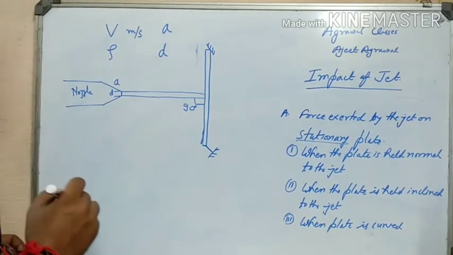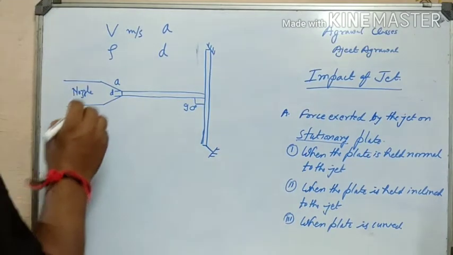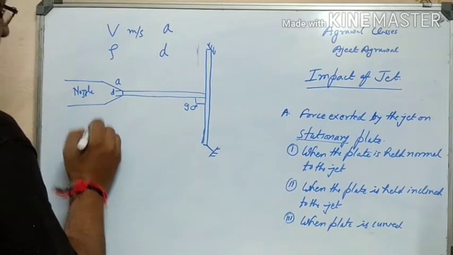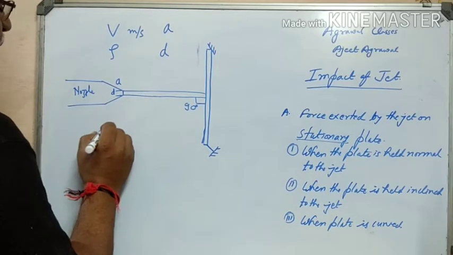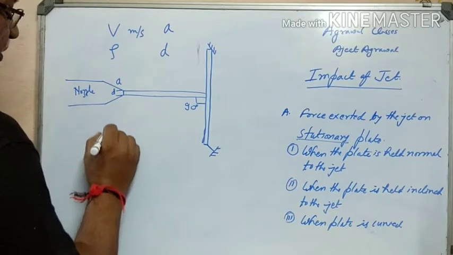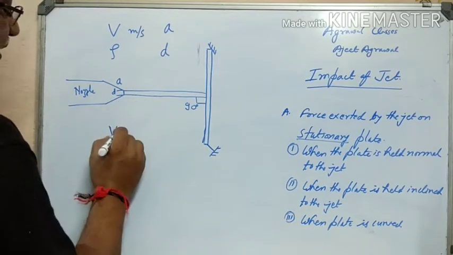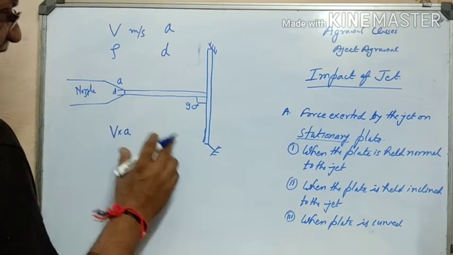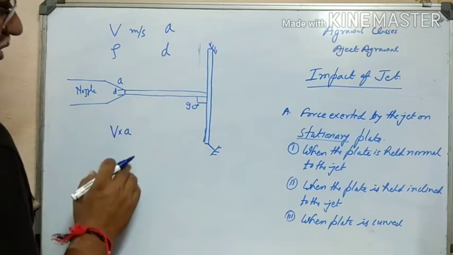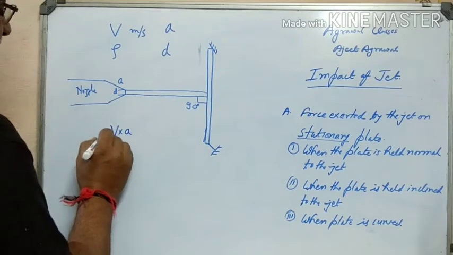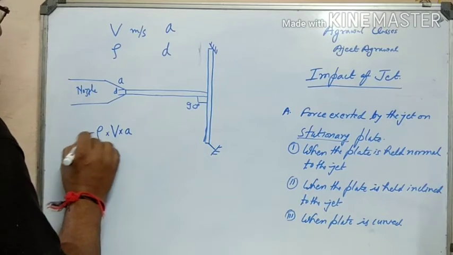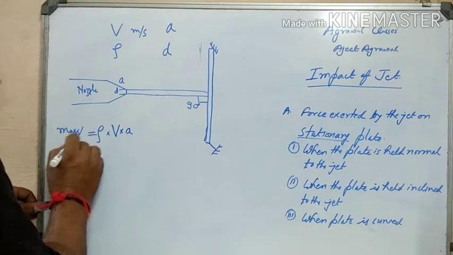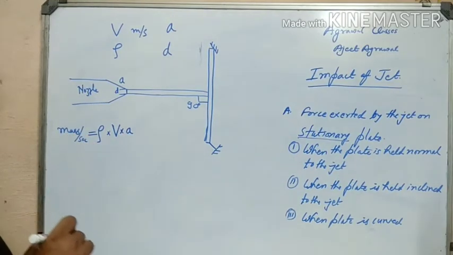So first we will consider that as the fluid is moving with a velocity of V, in 1 second it will move a distance of V meters, and the area is A. So this is the volume of the jet striking per second, multiplied by the density. This will give me the mass flow rate per second issued from the nozzle.